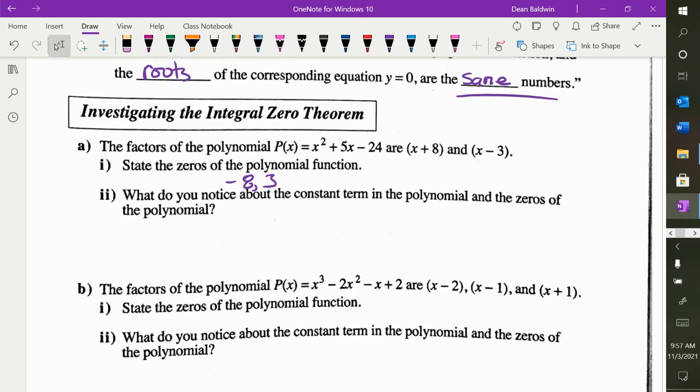What do you notice about the constant term in the original and the zeros of the function, of the factored form? If you multiply them together, you get that number, right? That's what we've been doing, factoring, since you learned it in grade 10 or 9 or whenever you learned it. So 24 is a multiple of -8 and 3.